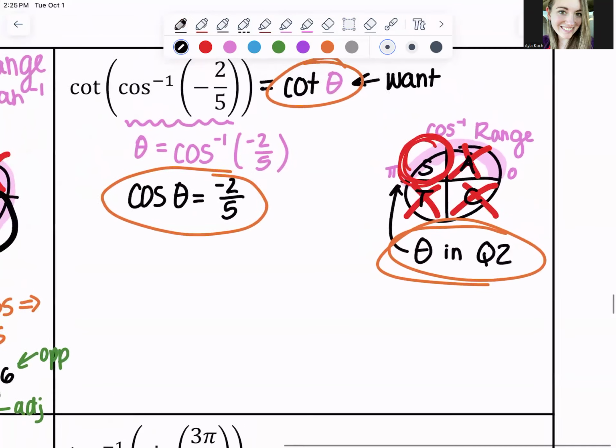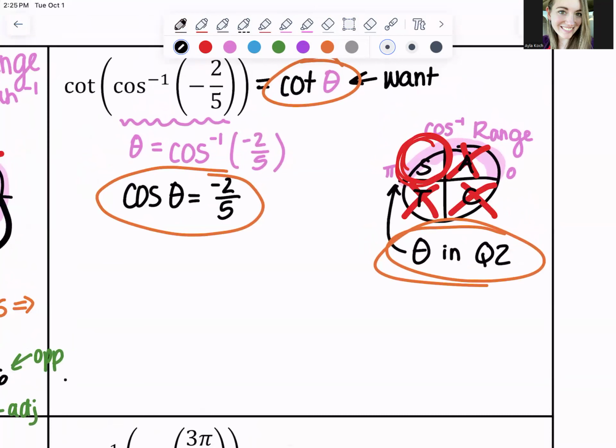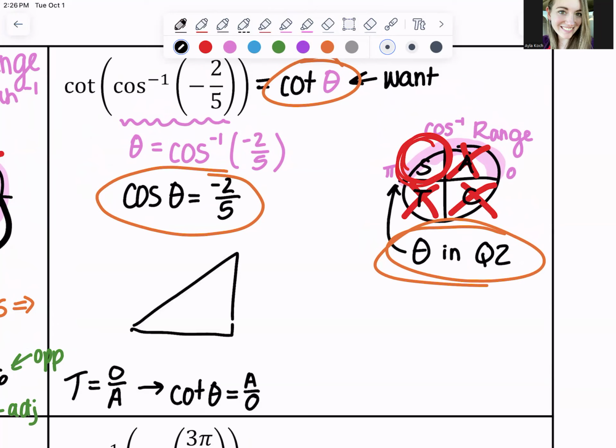I'll make a note down here. Tangent, TOA, is opposite over adjacent. Soulmate is cotan, so cotan of theta should be adjacent over opposite. I'm making that note. That'll come in handy. Making a triangle. Cotan of theta in quadrant 2, tangent is negative, so cotangent's negative, so I'm putting a negative down first.